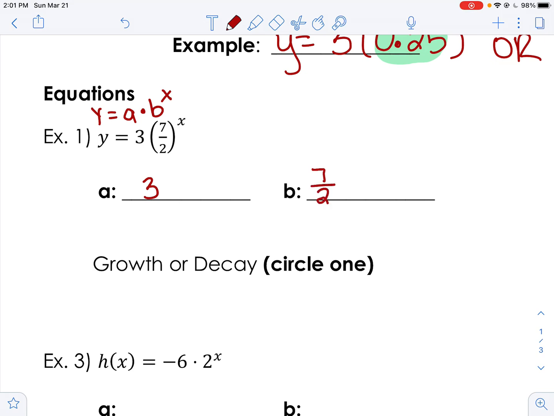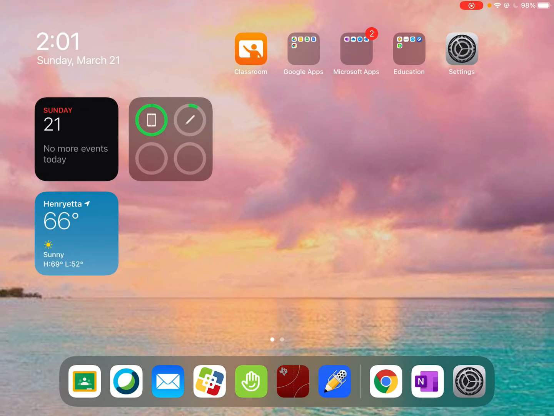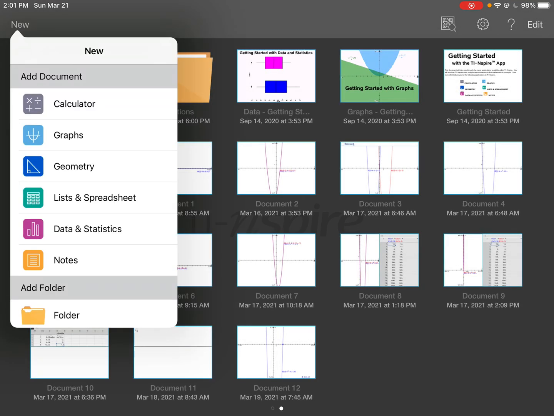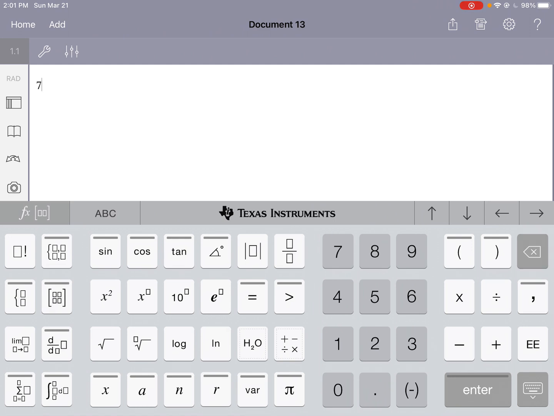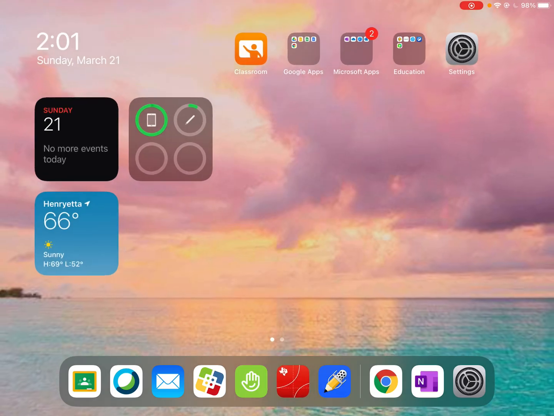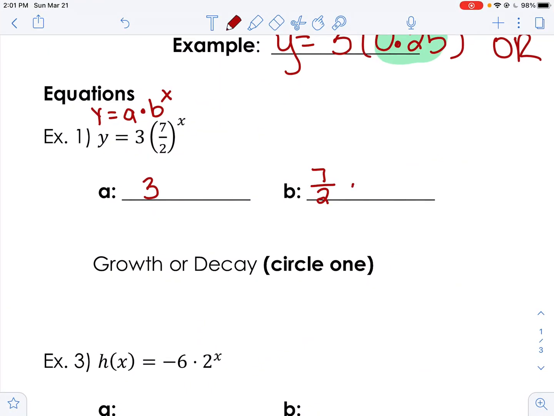Now, to help determine if it's growth or decay, it might be helpful to change the fraction to a decimal. So I'm going to switch over to the calculator, and I'm going to type in 7 divided by 2 and put a decimal point and see that it's 3.5. So b is either 7/2 or it's 3.5. Well, that number is bigger than 1, so this would be exponential growth.